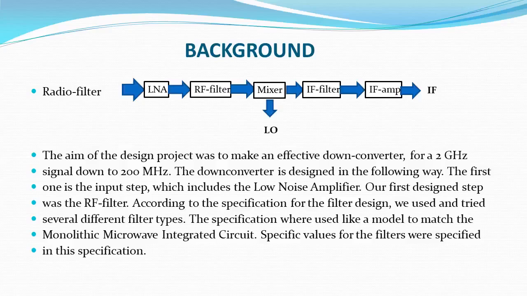The down converter was built on a Droid substrate and processed by Cobra Company. All stages are then placed inside different boxes for shielding.